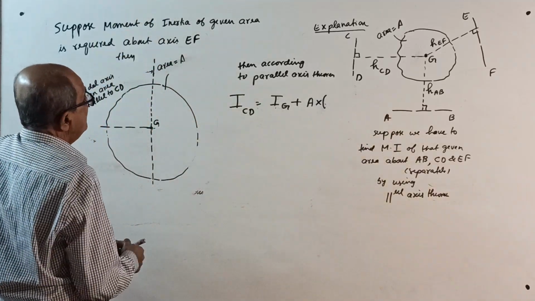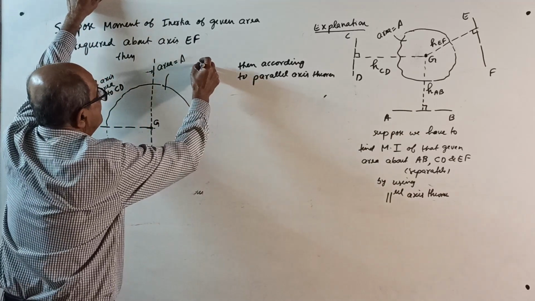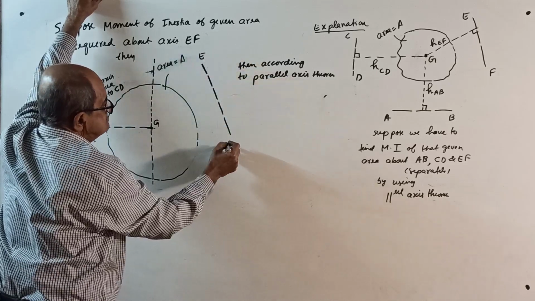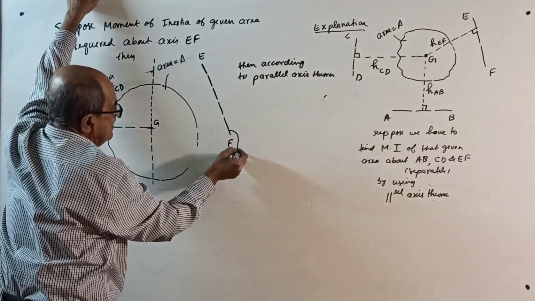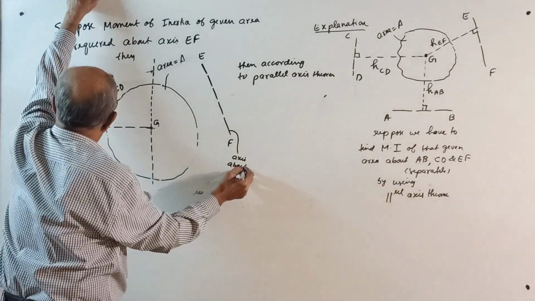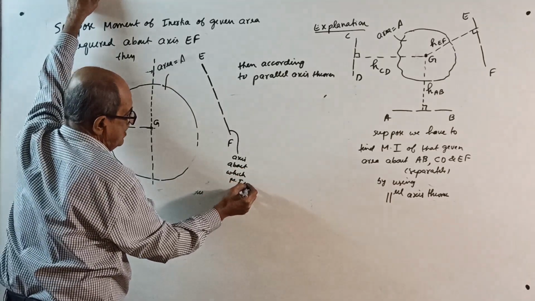Then your EF is where? I don't know where EF is. Okay, see, EF is somewhere here. EF. This is the axis about which moment of inertia is required.